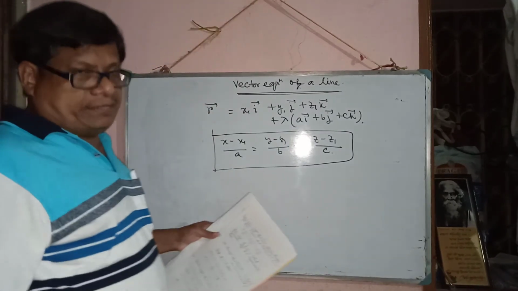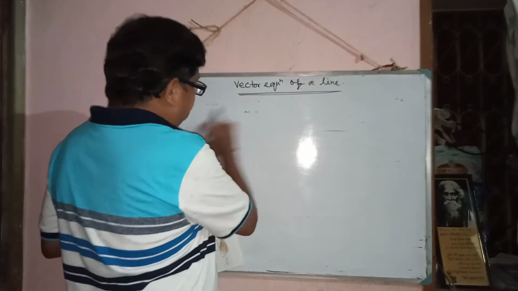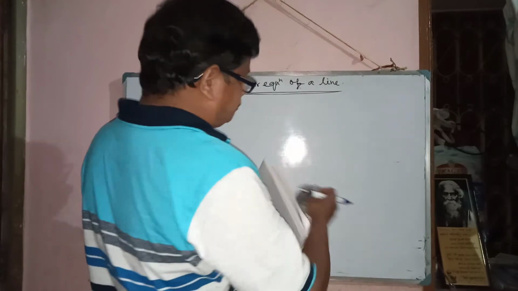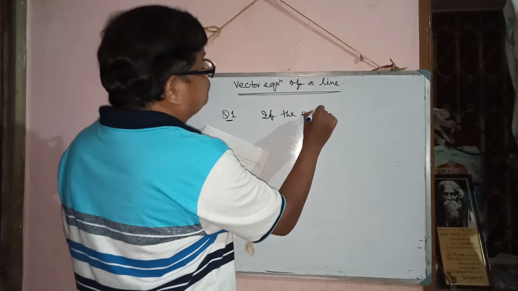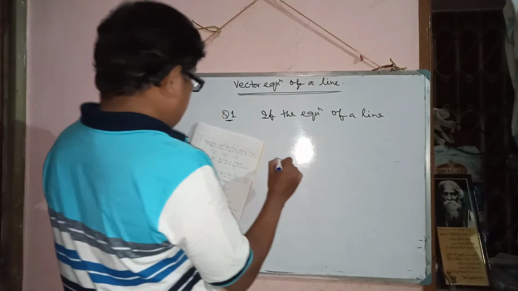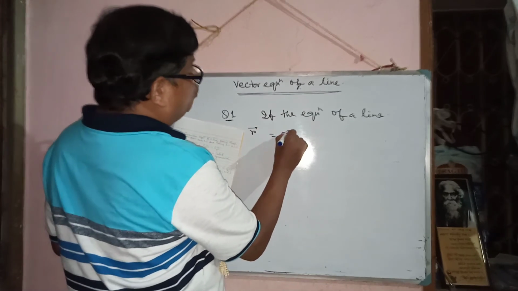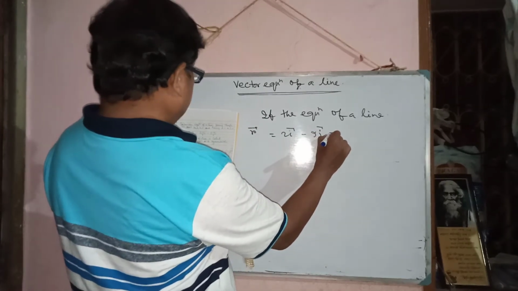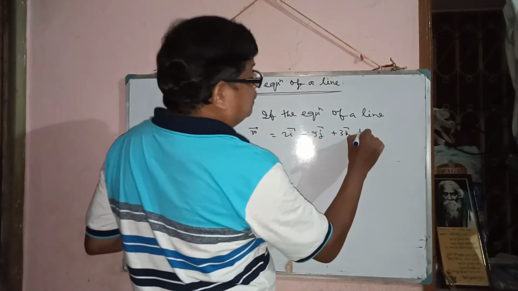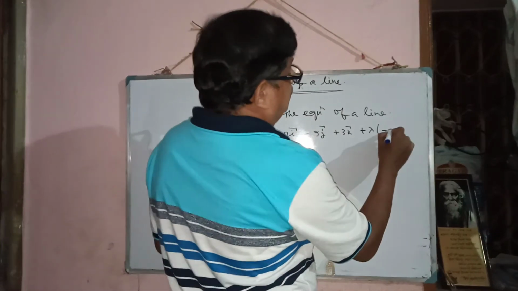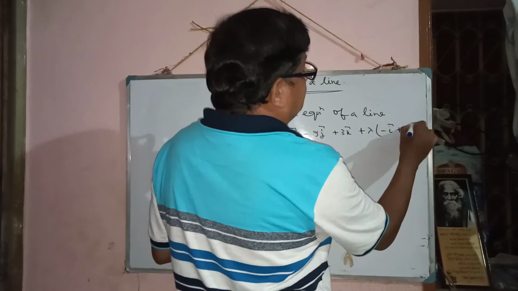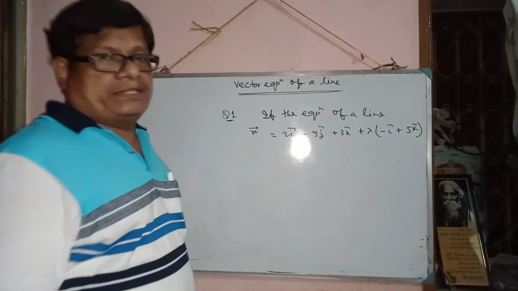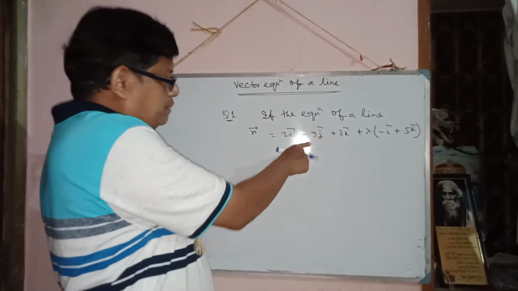Now I am giving some questions. Question number 1: if the vector equation of a line is given as r equal to 2i minus 9j plus 3k plus lambda into (minus i plus 5k).